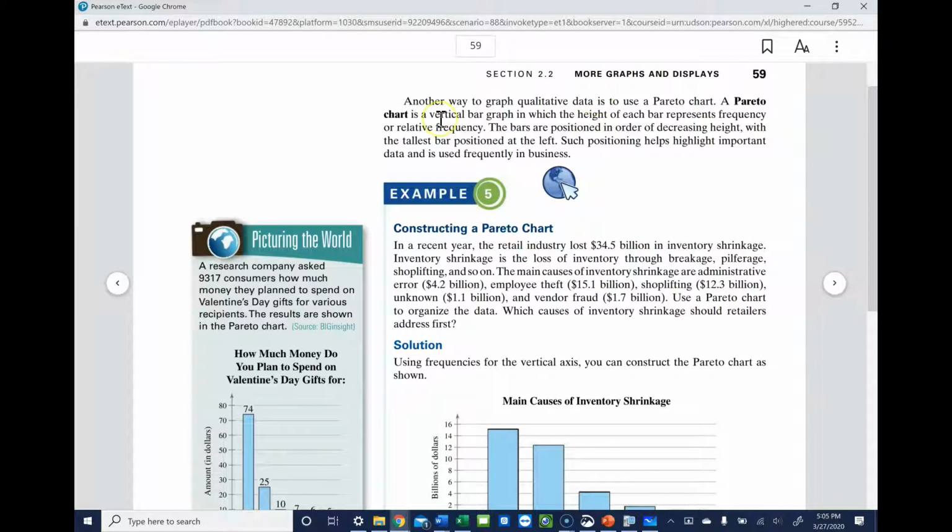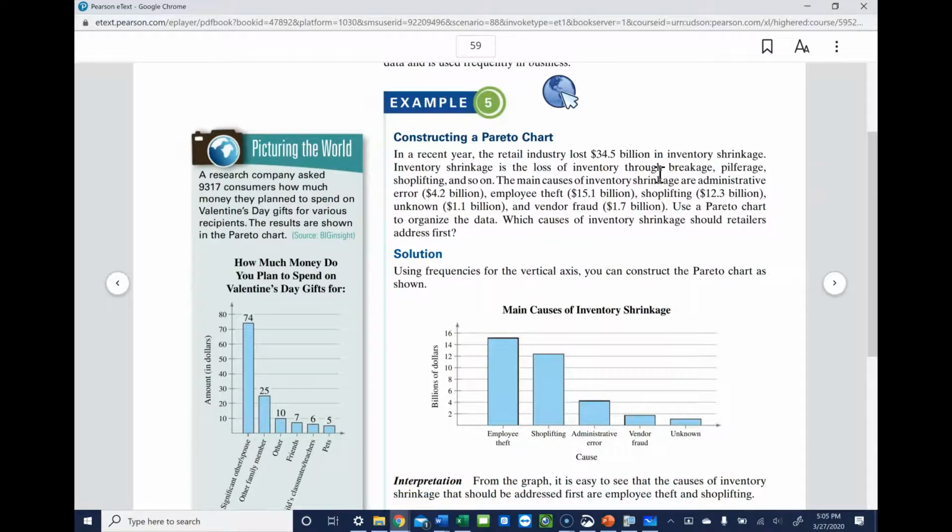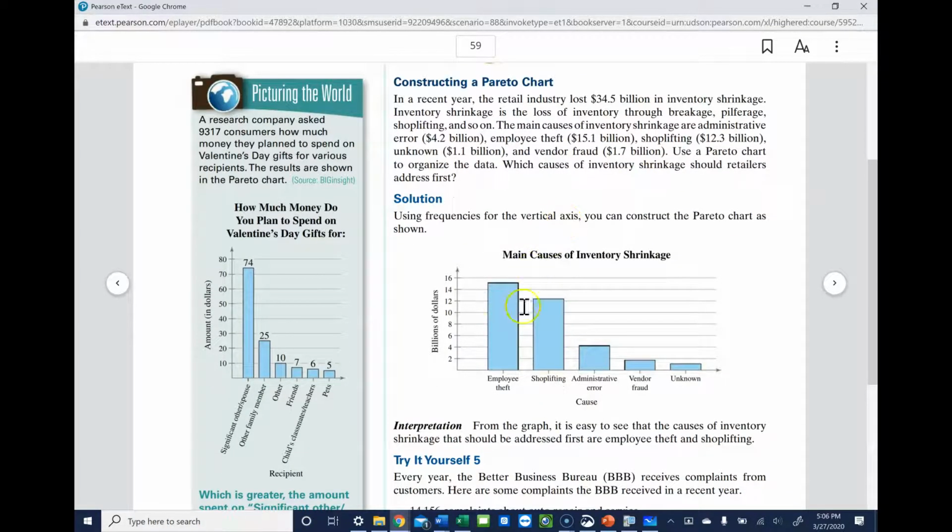Next, we have a Pareto chart. A Pareto chart is another bar graph. It's a vertical bar graph in which the height of each bar represents frequency or relative frequency. The difference is the bars are positioned in order of decreasing height. So you put the highest frequency first. You put the tallest bar first, and they go in descending order. Now this is good because it can organize the data to show you what categories are the most important.